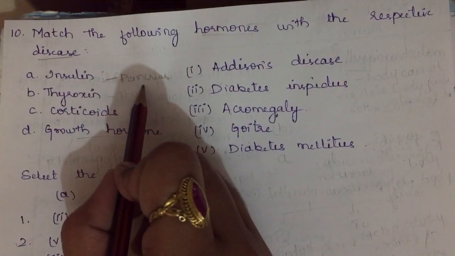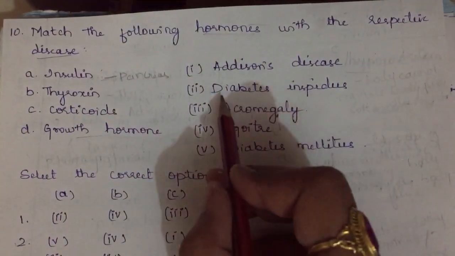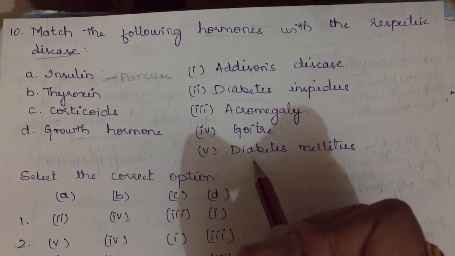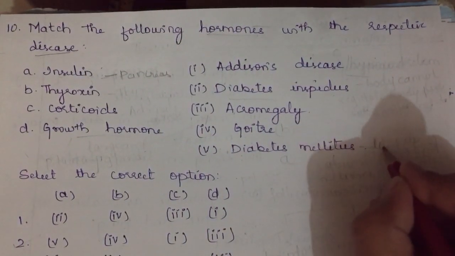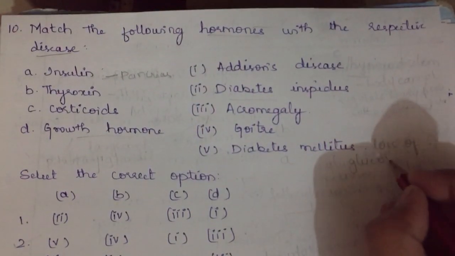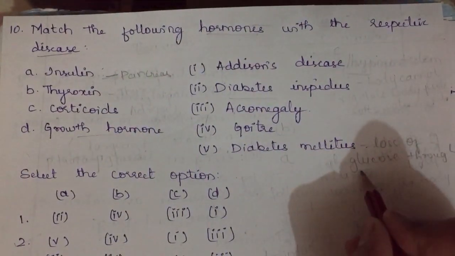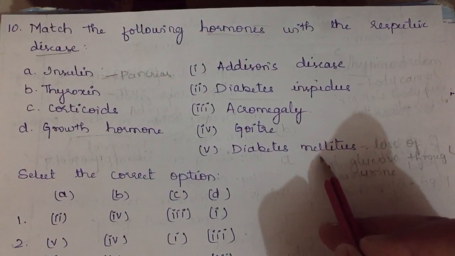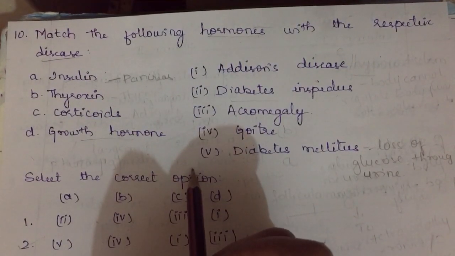So this pancreas is producing insulin, and insulin is used for diabetes. Here you can find two diabetes: one is diabetes insipidus, another one is diabetes mellitus. First we shall see what diabetes mellitus is. It is loss of glucose through urine. You have studied this in your first year syllabus. This is diabetes mellitus, which is the most common, and the insulin taken by the patients is for diabetes mellitus, where glucose is lost through urine.